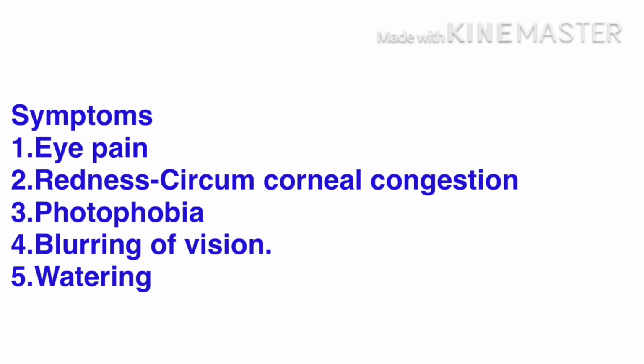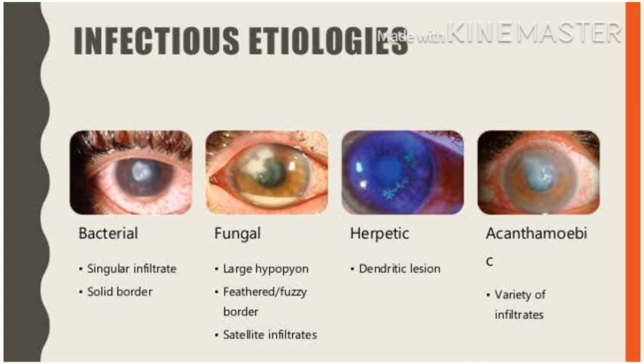Suppose we got a patient with eye pain, redness, photophobia, blurring of vision and watering. On examination, redness is in the circumcorneal region. When we examine under slit lamp, if it is a bacterial ulcer, a single well-defined ulcer with epithelial defect will be seen and anterior chamber hypopyon will be there.